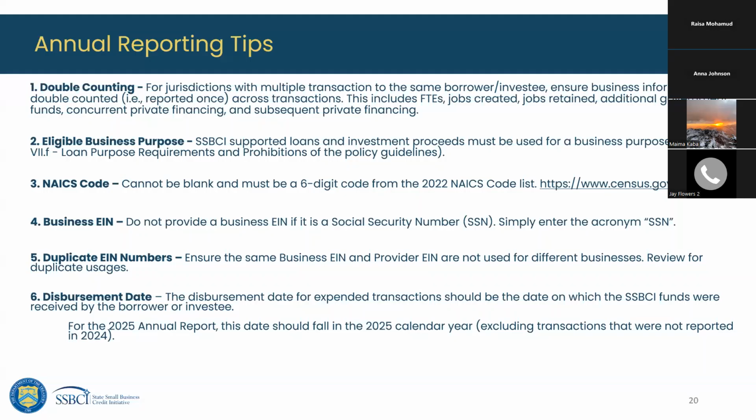Then we have the NAICS code. This should not be left blank. The NAICS code must be a 6-digit code from the 2022 NAICS code list, and that list can actually be accessed here on the slide. Once we send out this deck, you can use this to make sure you're using the appropriate and latest NAICS code.